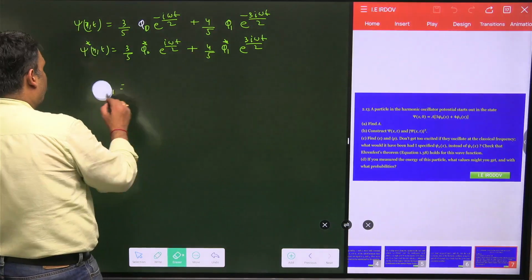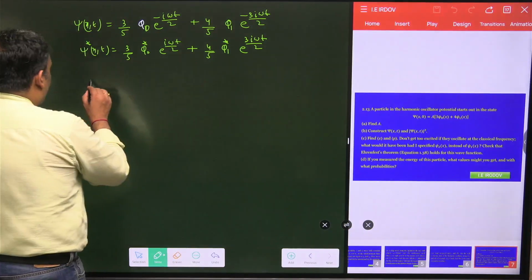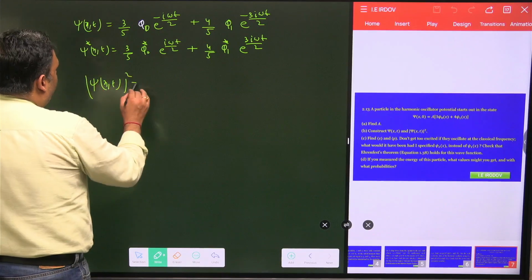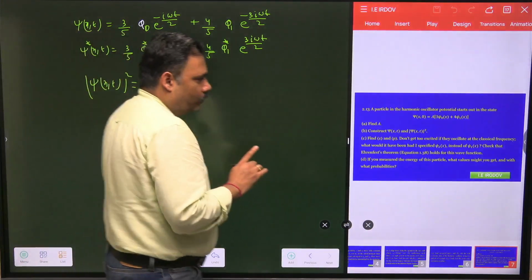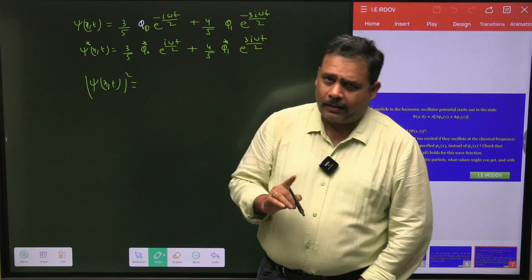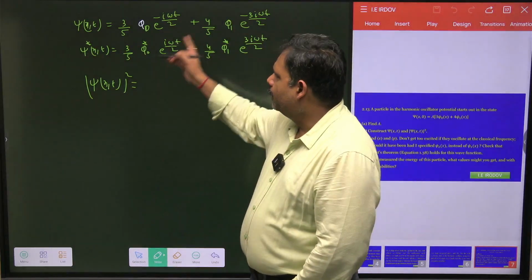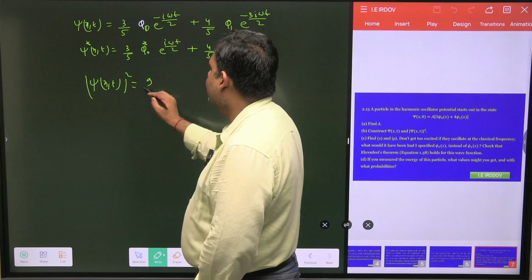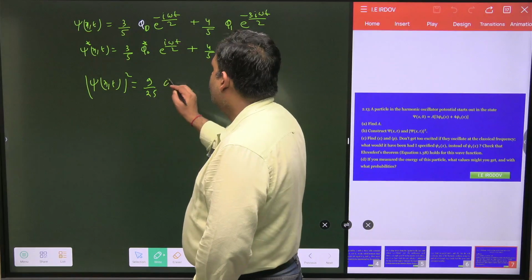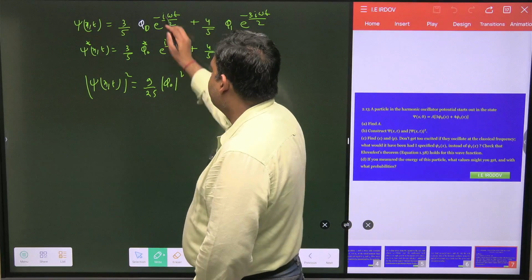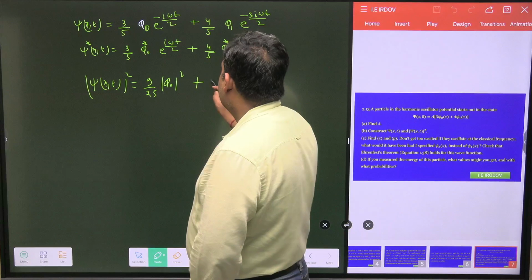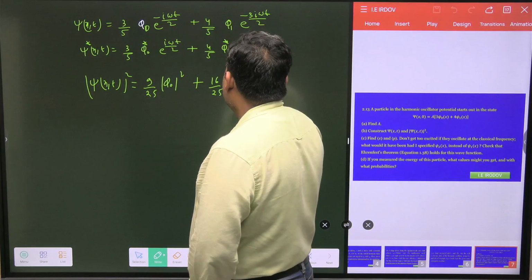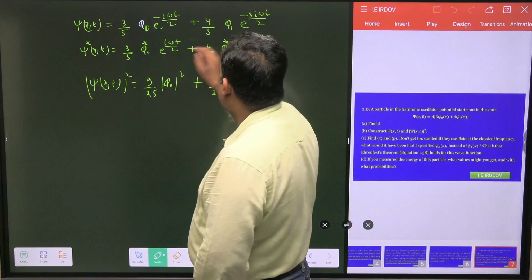So I can write this one. If we are talking about mod psi(x,t) whole squared, then we have 4 terms. Don't be confused, there is no scalar product; this is simply a multiplication between these two functions. So what will happen? 9 upon 25 mod phi 0 squared, this into this, plus 16 upon 25 mod phi 1 squared, and you have the cross term.